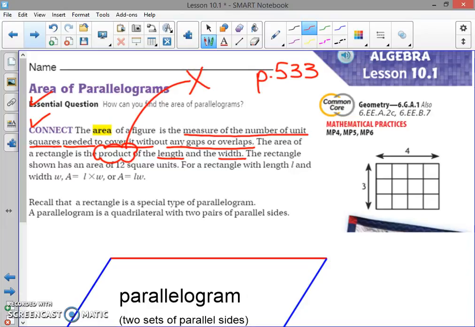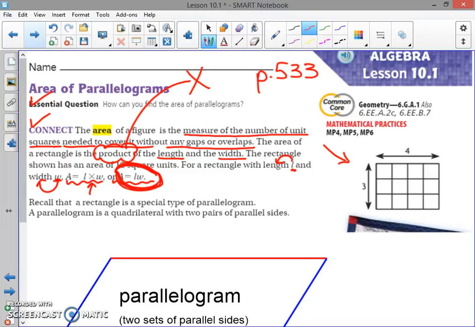The rectangle shown has an area of 12 square units, so referring to this one. For a rectangle with length L, see the italics, goes with the word before it, and width W, here's the formula. In sixth grade, remember, we usually write it like this. We don't use the multiply sign because then sometimes we think that's a variable x. So we much prefer you writing it like this.